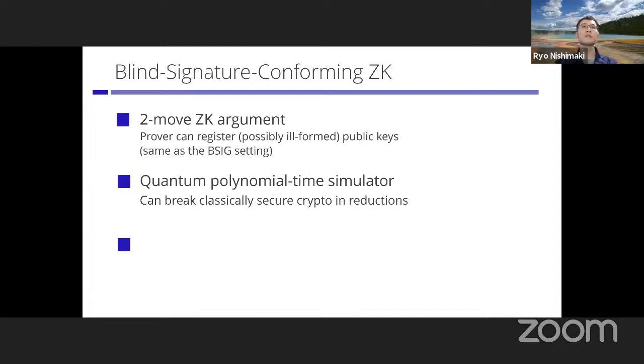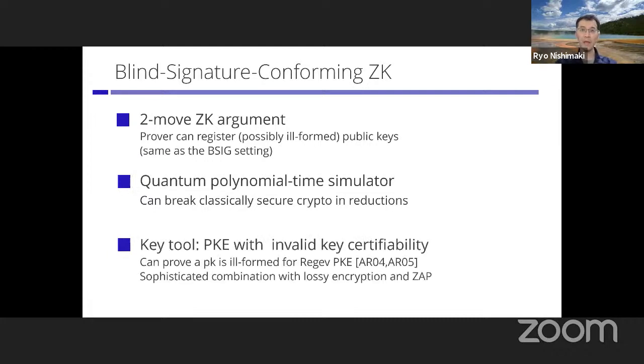And in this zero knowledge, the simulator is a quantum polynomial time simulator. So the simulator can break classically secure crypto systems in reductions. So this can be used instead of complexity leveraging.